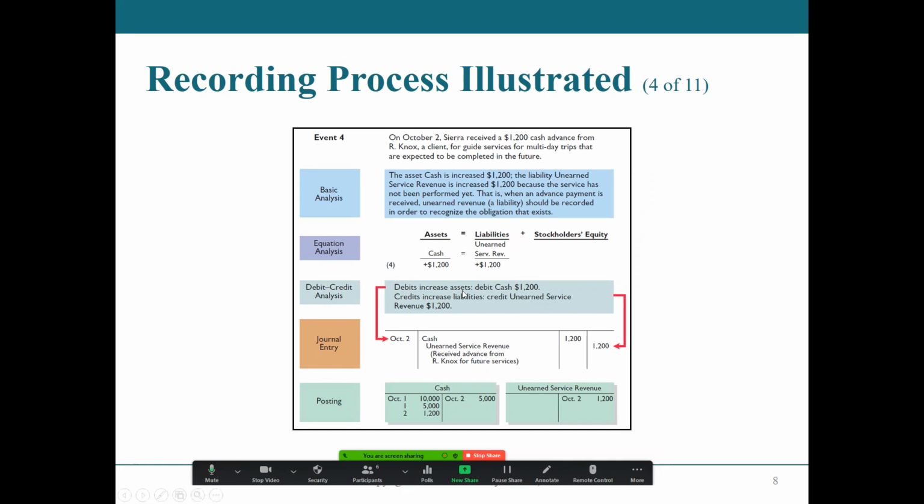Cash is an asset, which increases with a debit. Unearned service revenue is a liability, and liabilities increase with a credit. So our journal entry will be to debit cash, credit unearned service revenue, and then post it to the ledger.